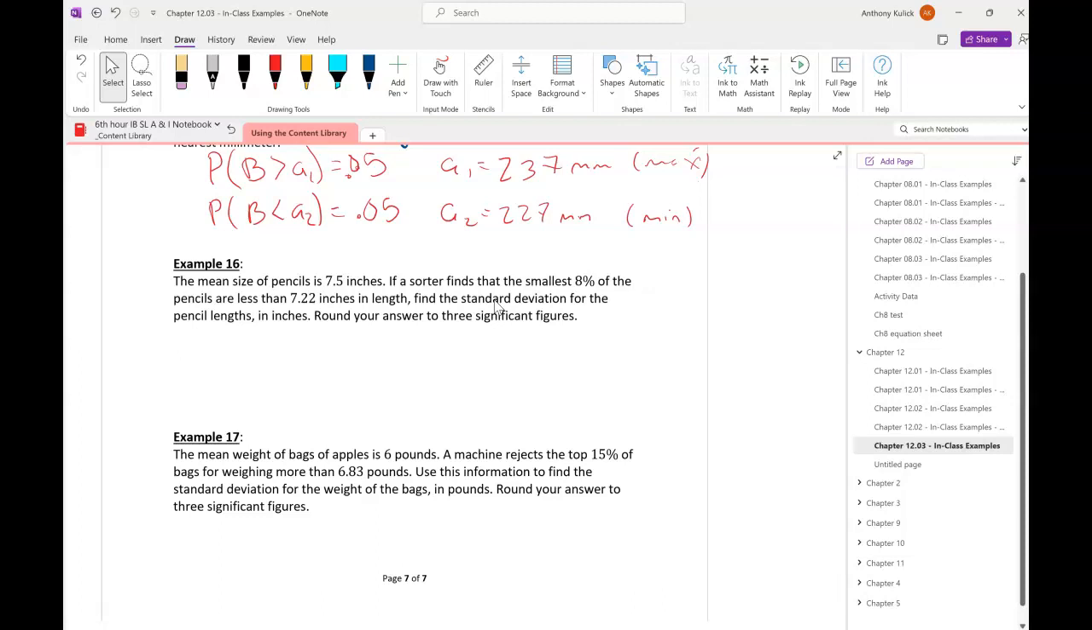If a sorter finds the smallest 8% of pencils are less than 7.22 inches in length, find the standard deviation for the pencils in inches. Round your answer to 3 sig figs.